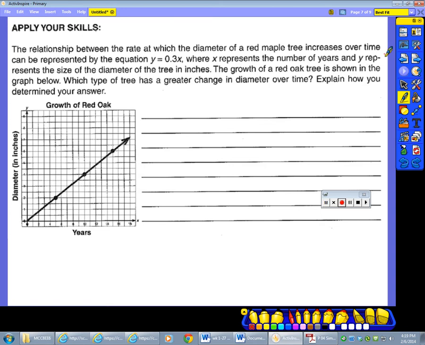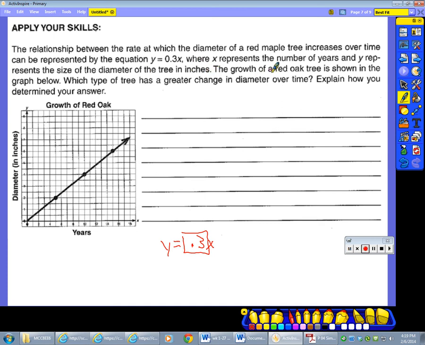Alright, so let's take a look at this one. This is very similar. This says the relationship between the rate at which the diameter of a red maple tree increases over time can be represented by the equation y equals 0.3x. So here's my slope, or my rate of change, same thing. Where x represents the number of years and y represents the size and the diameter of the tree in inches.